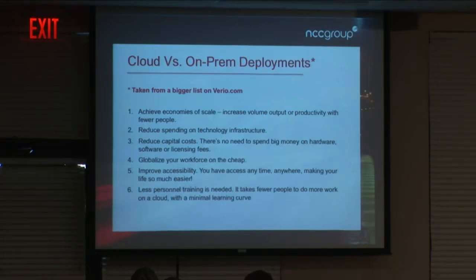Globalize your workforce on the cheap. Well, yeah, we see that a lot, right? If you don't have to VPN into a central infrastructure to get to critical data or systems, then you have this ability to all of a sudden not care where people work so much. So long as they have an internet connection and a web browser, they can probably get to what they need to do their job, and so on and so forth. Accessibility is what I covered. Less personnel training. Using a web browser is pretty intuitive, and we do it so much that complicated clients for desktop software are starting to drop off.